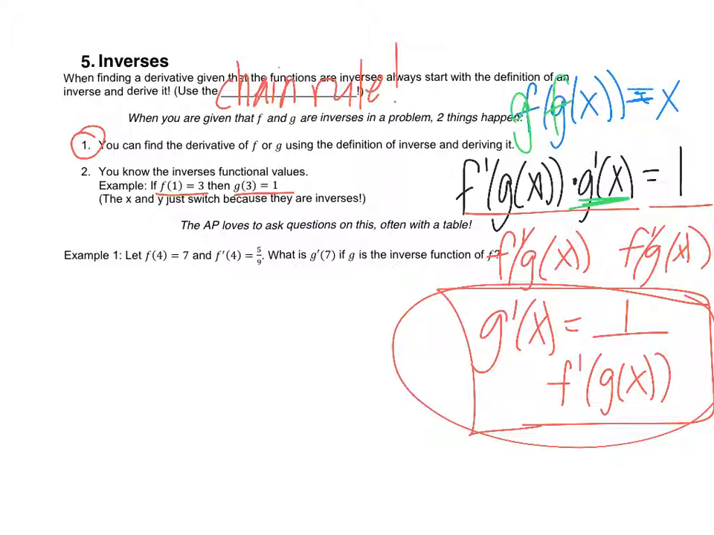So example 1, the AP loves to ask these with a table, but I didn't want to put a table on here because everyone's running out of room. So let's do example 1, just a regular, simple question. Let f of 4 equals 7 and f prime of 4 equals 5/9. What is g prime of 7 if g is the inverse of f? Okay, so g is the inverse of f. So I'm going to start with my formula, and I'm going to erase this so I have a little bit more room.